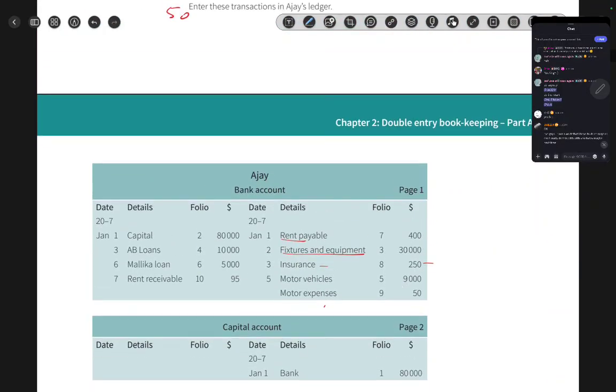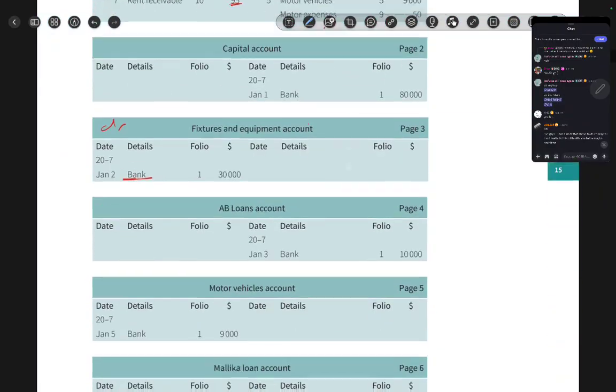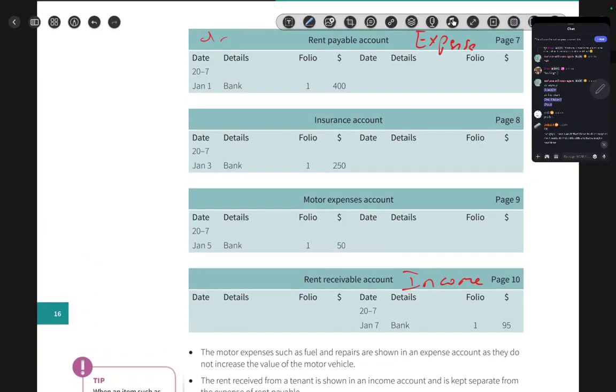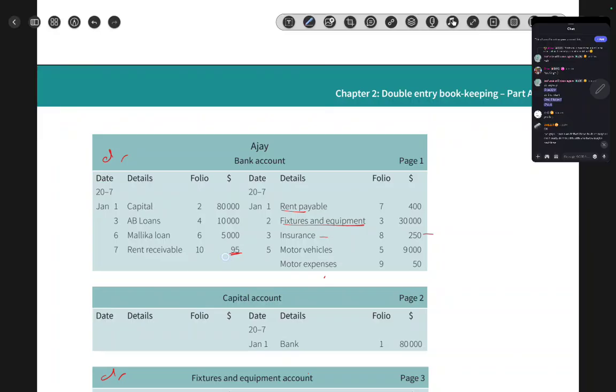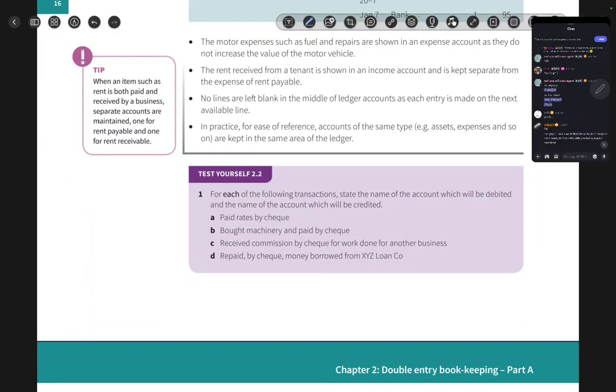Why is there a difference? In your bank account, you receive money, so it comes on the debit side, and that's why in your rent account, bank will come on the credit side. Okay, normally when it was an expense accounts were being debited, but since this is an income, it's gonna be credited. All right, and I explained why. It's because of this.